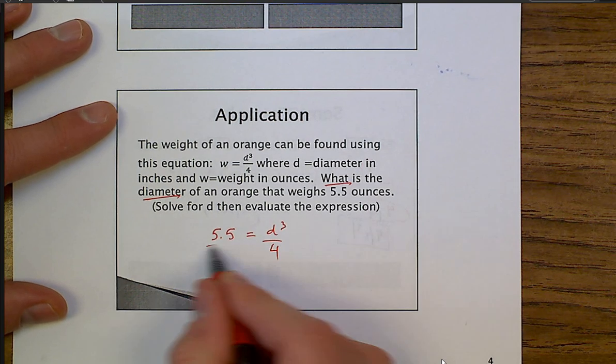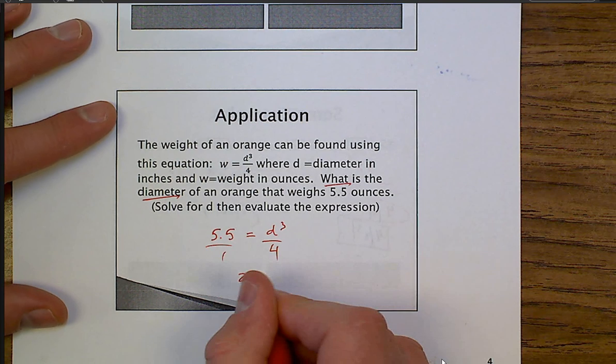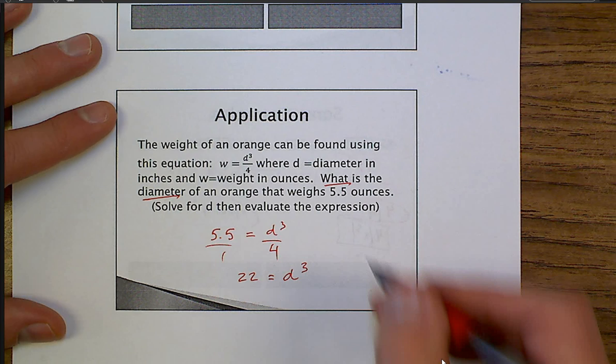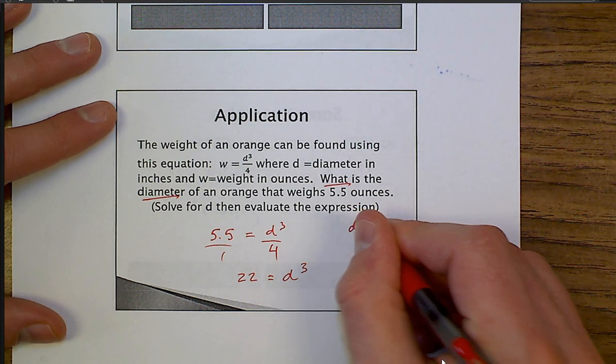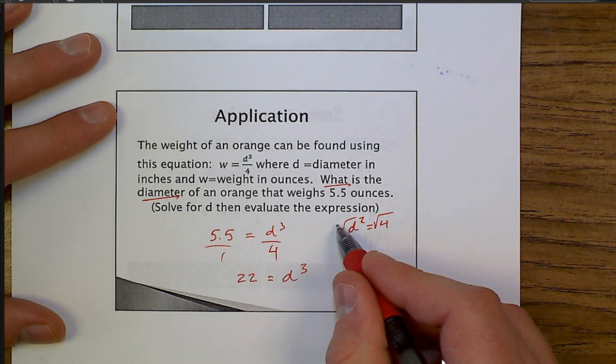So we just cross multiply, turns into a proportion. So 5.5 times 4 gives me 22. I get 22 equals d cubed. Now how do you solve for d cubed? Well, I always go back to this. What if it was d squared equals 4? What would you do? You'd take the square root of both sides, right? Because this is squared, so remember there's really a 2 there, and you get d equals 2.